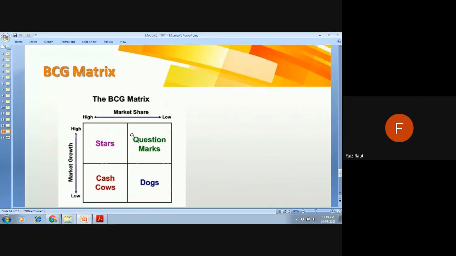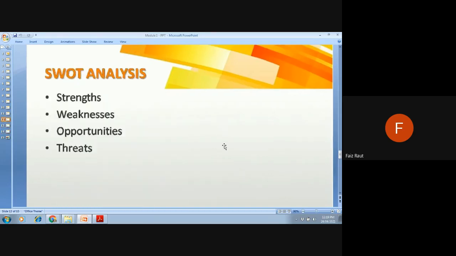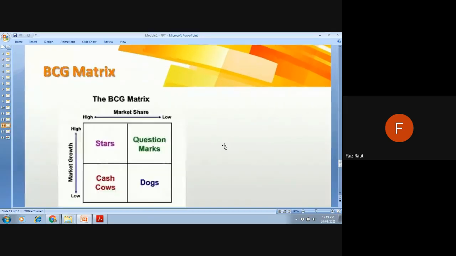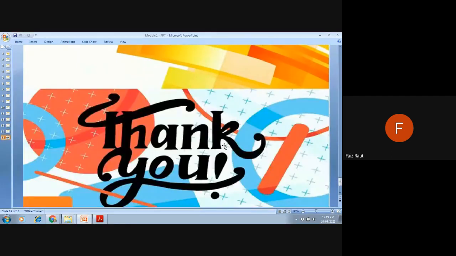In the same way, I need to analyze where my target company is. So these things I'll be analyzing: BCG matrix, SWOT analysis, and industry life cycle. Any one of them you can consider as important for the exam. So that's all about the first module. In the next class, I'll begin with the second one. I'll try to complete that as well. The second module is also entirely theory. You will not have any problems in that.